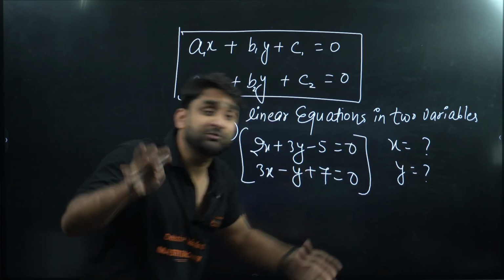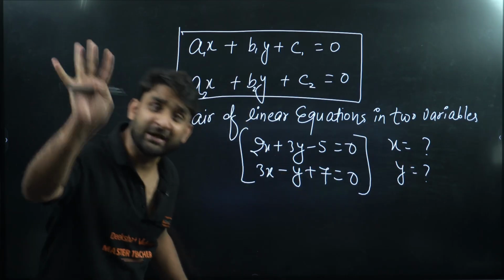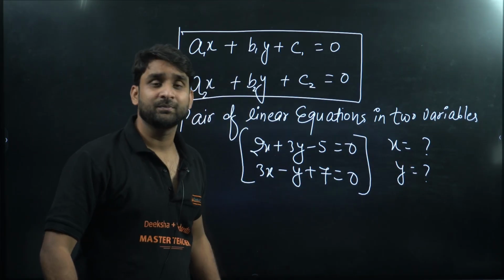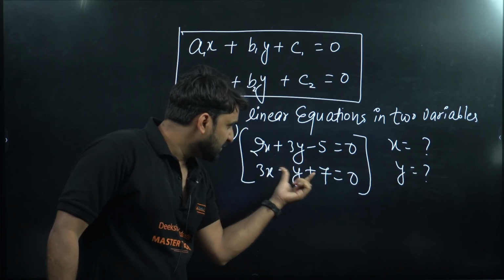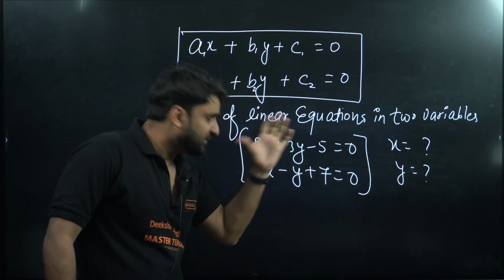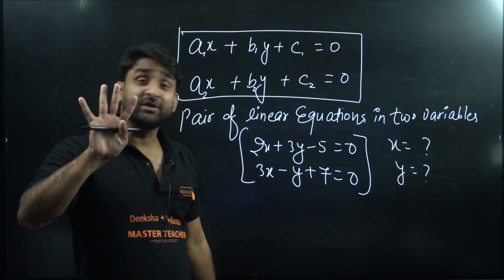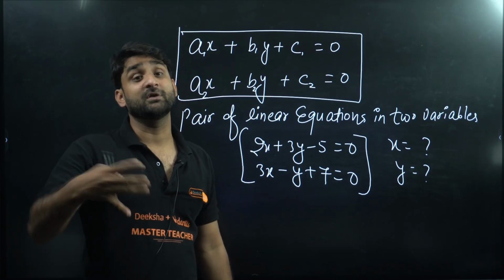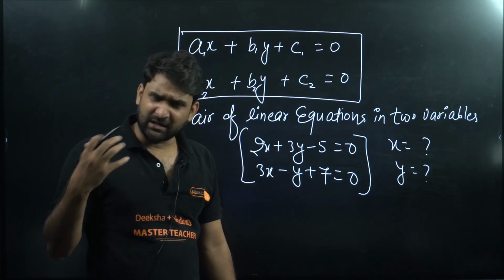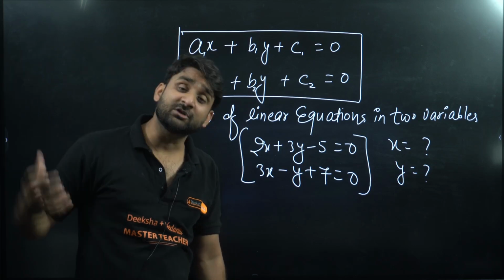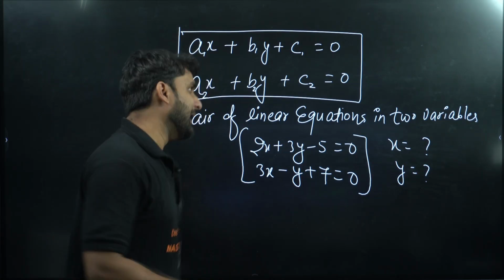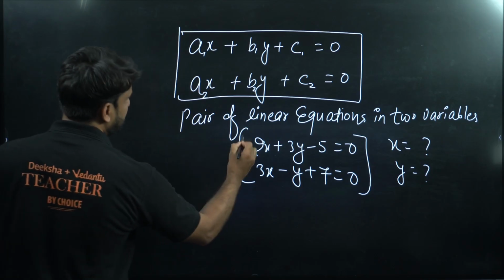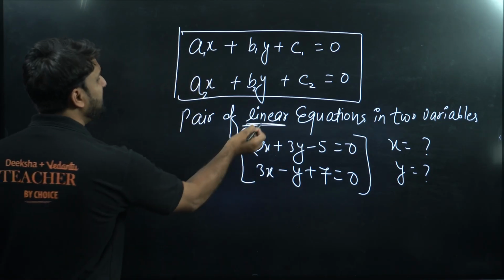That value is called solution. Those values of x and y are called solution. This x will be satisfying this also, this y will be satisfying this also. So there are three possibilities in solving the pair of linear equations. Sometimes there will be exactly one solution, sometimes there will be so many solutions, and sometimes there will be no solution. Right? And one more thing, can you see here, there is the term linear, and linear means what?